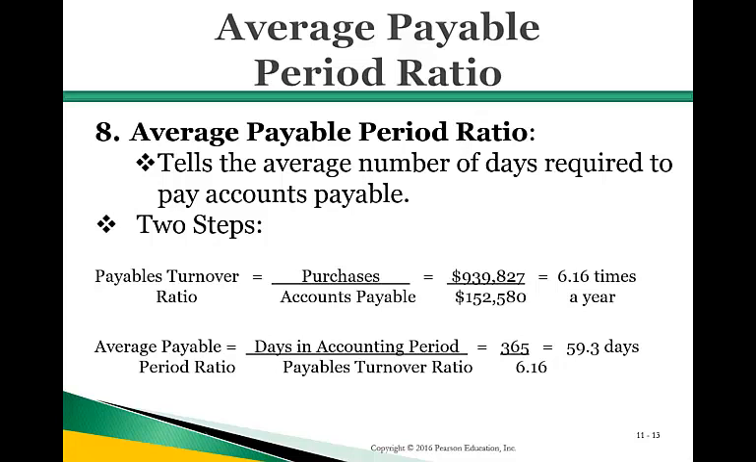Once again, this needs to be put in light of the terms from the creditors. If the terms are net 30, then Sam's is very slow. If the terms are net 60, then Sam's is okay on the payables.